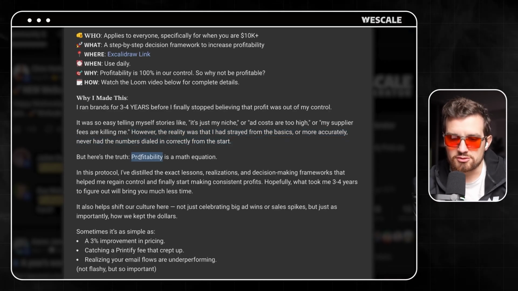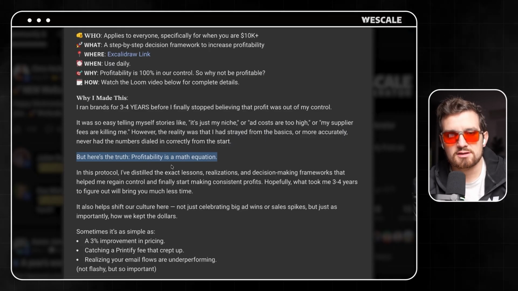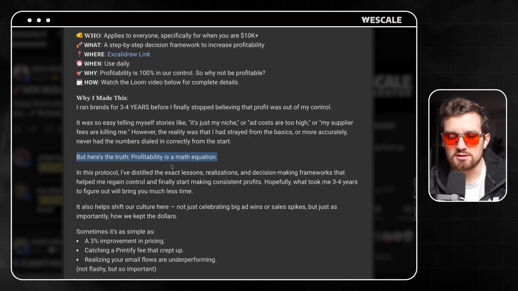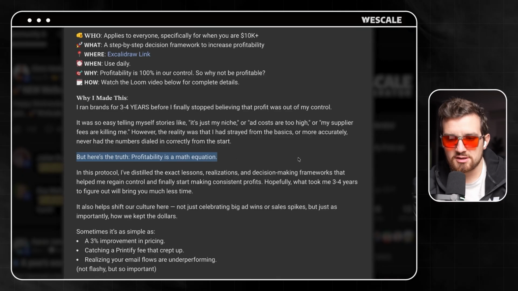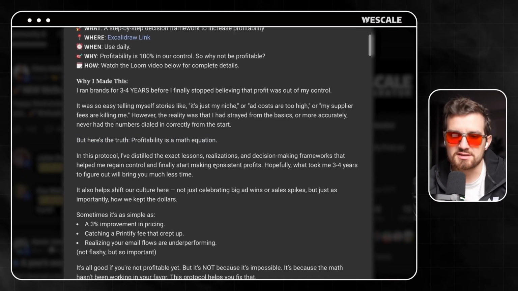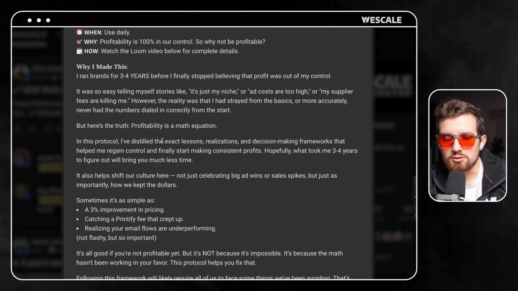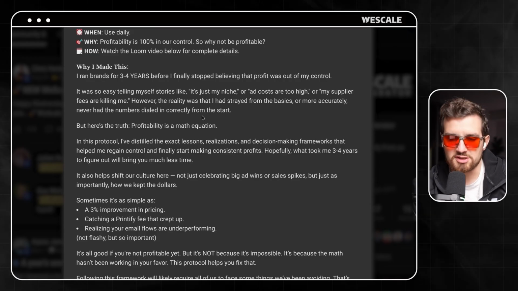So the truth is, profitability is a math equation. It's all that it is. Dollars in, dollars out. We know how much we should be spending based on the benchmarks. And then anything that is outside the benchmarks, we then work to bring that back in. And because we are not here to build brands that get to $1,000 per month, $2,000 per month, there is no reason that we cannot scale up to $50 to $100,000 plus per month.